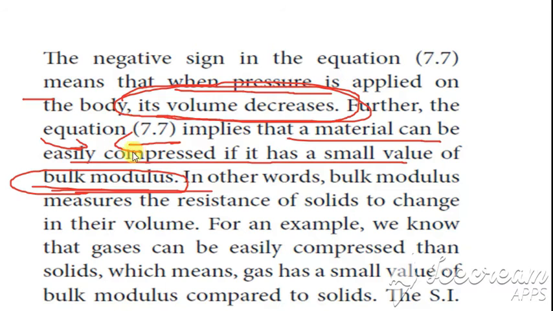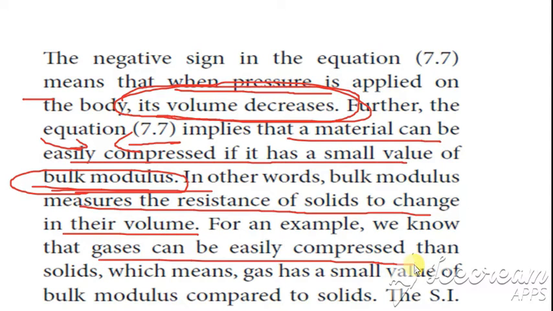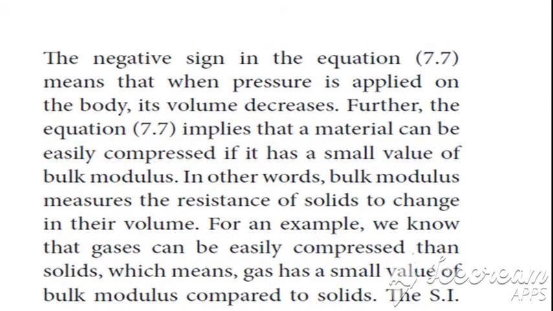In other words, the bulk modulus measures the resistance of a solid to change in its volume. For example, gases can be easily compressed. So this is what a bulk modulus is. And the unit for the bulk modulus is the same as that of stress, so its unit is N m power minus 2. Clear?